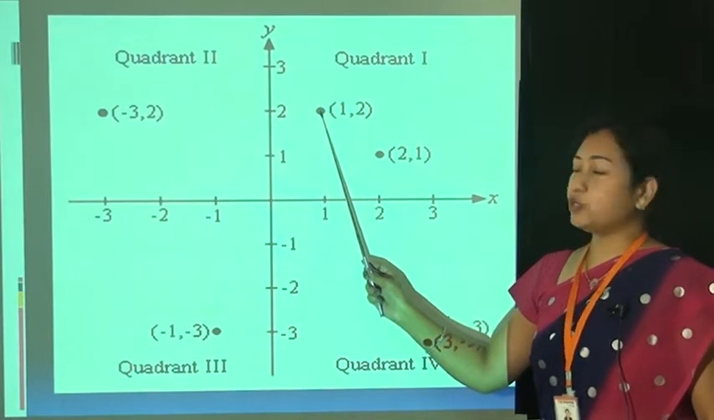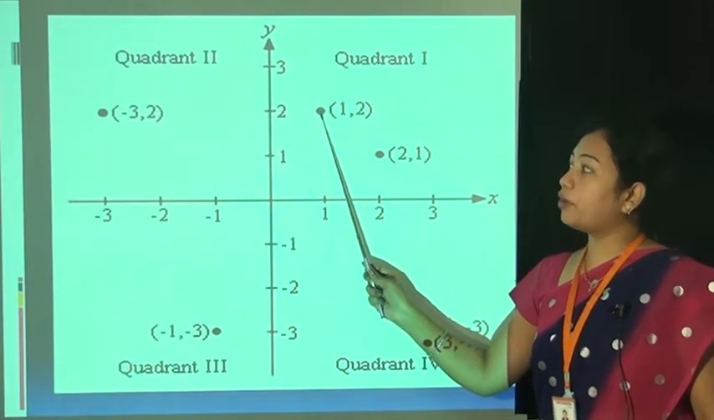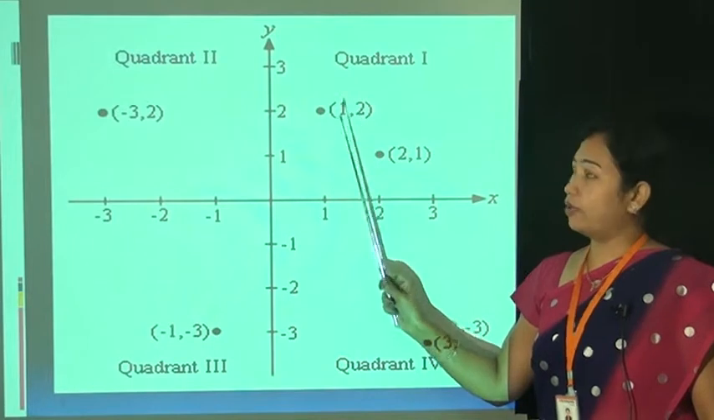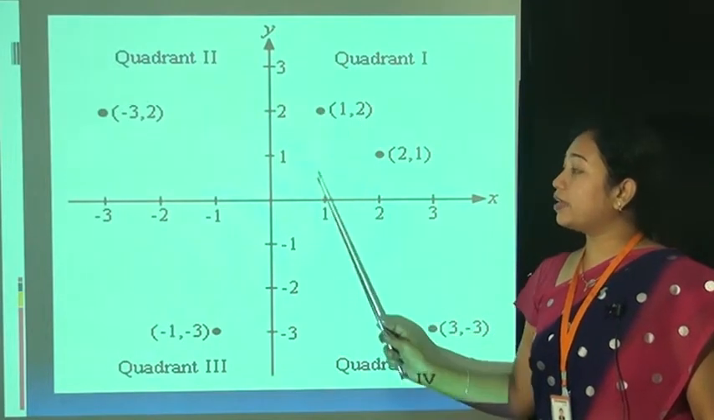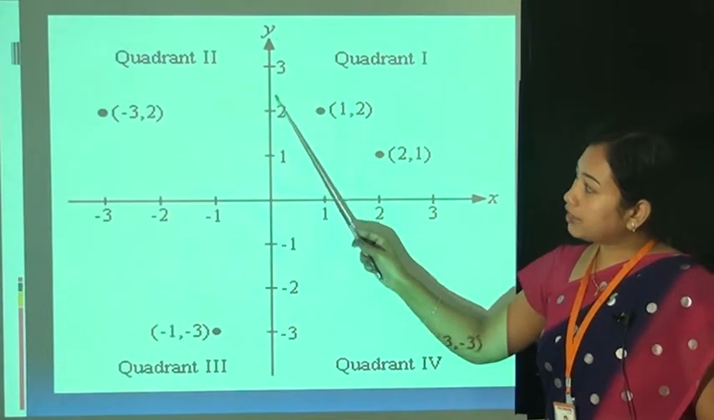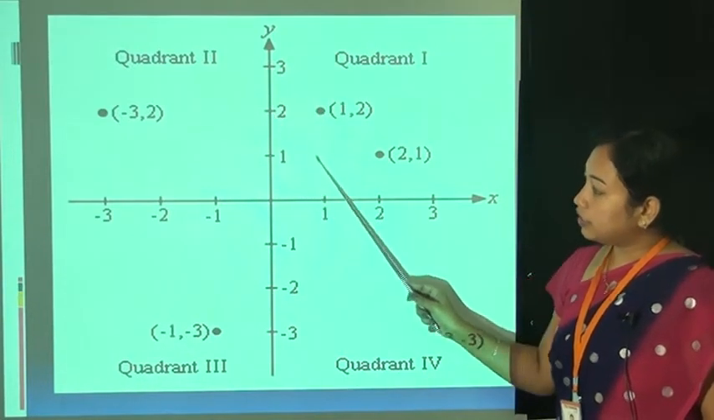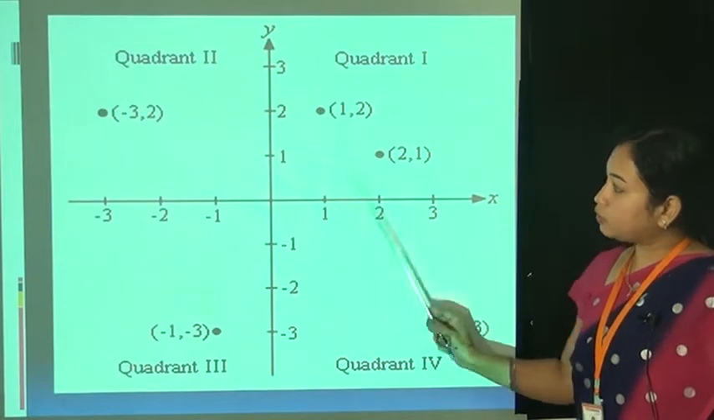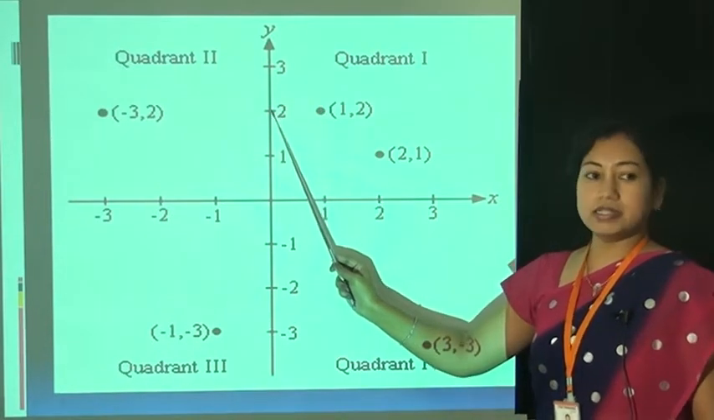Similarly, let's take this point Q and the coordinates of this point are (1, 2). That means this point lies at a distance of 1 on the x axis and a distance of 2 on the y axis. See here, distance on the x axis is 1 and distance on the y axis is 2.